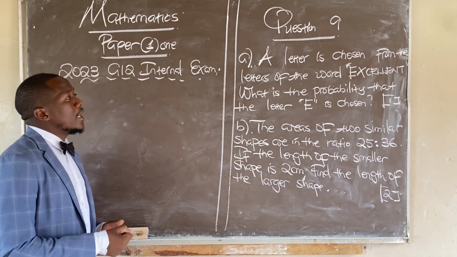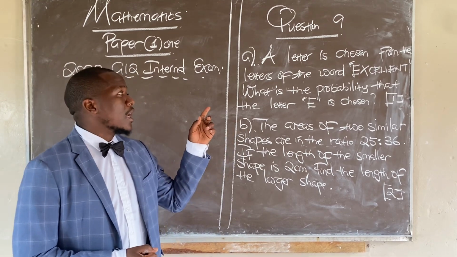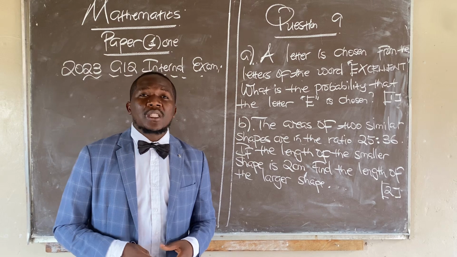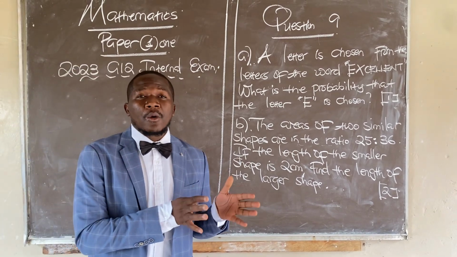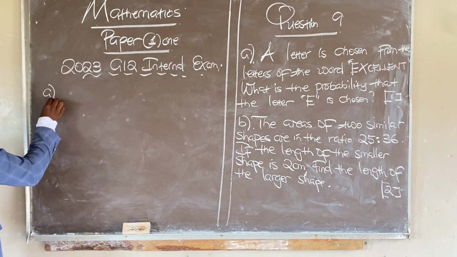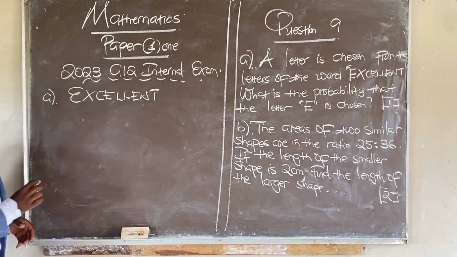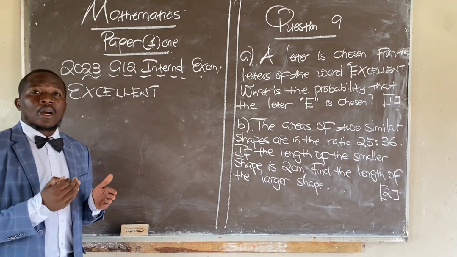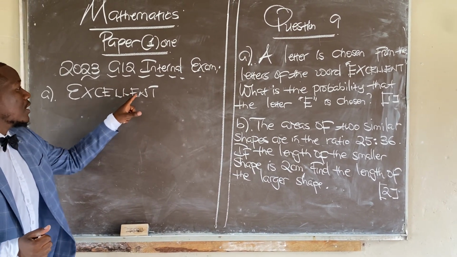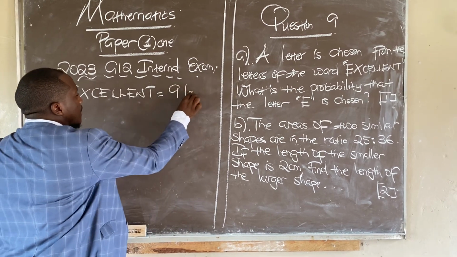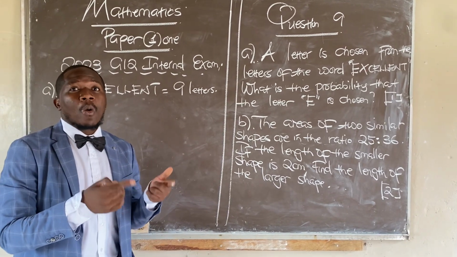So on A, it says a letter is chosen from the letters of the word excellent. What is the probability that the letter E is chosen? When we talk about probability, we are simply referring to a random selection that is done from a certain grouped items. So in this case, on A, we've got the word excellent. Since we've got the word excellent, we're going to count how many letters are comprising the actual word, which is 1, 2, 3, 4, 5, 6, 7, 8, 9. So this is equivalent to 9 letters. That simply means it is the total number of items from which we're going to select.